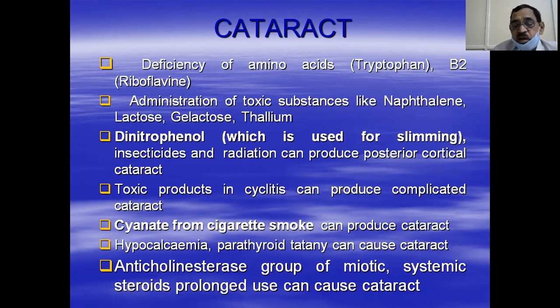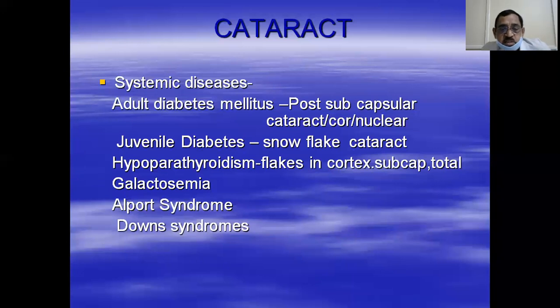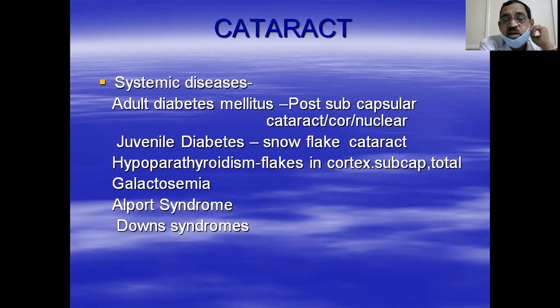Hypocalcemia or parathyroid tetany can also cause cataract. Anticholinesterase group of miotics such as pilocarpine and all these things. And systemic steroids or local steroids, when used for a prolonged period, can also cause cataract. Systemic diseases which cause cataract are adult diabetes mellitus or juvenile diabetes mellitus. It causes a posterior subcapsular cataract or a cortical cataract or a nuclear cataract. In juvenile diabetics, normally a snowflake type or snowstorm type of cataract will occur.